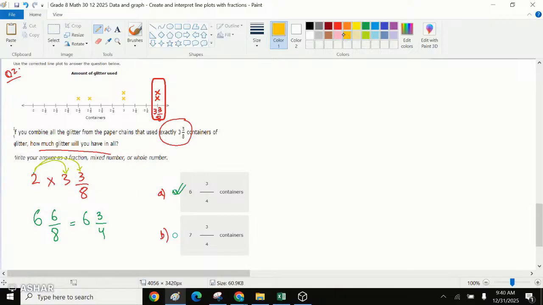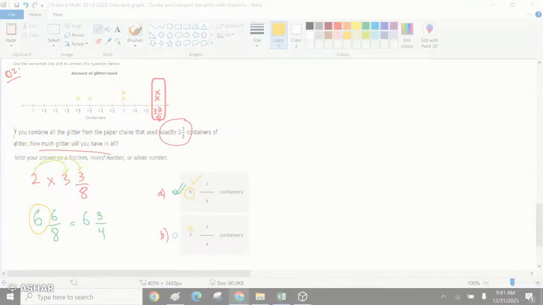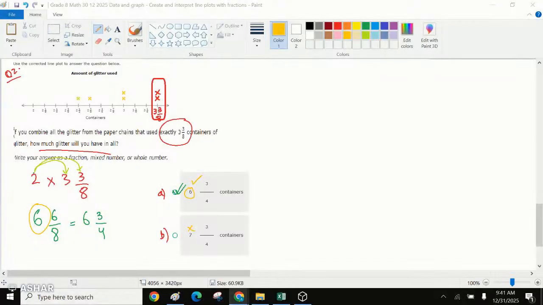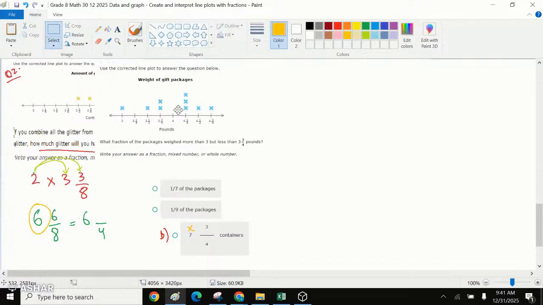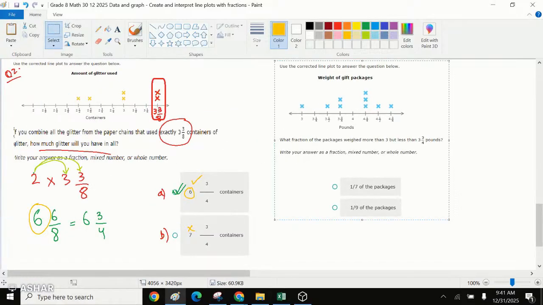So our confirmation point is this number, because we can do the 6, we cannot do the 7, because 7 is not there. Okay, let's try one more. Let's see one more question. Okay, it says use the corrected plot line graph. Let's just copy this. So we have question number 3. I'll just copy this over here.